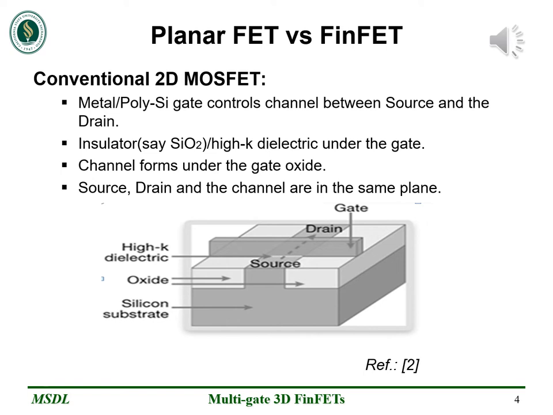Now let's take a look at the FinFET structure. To understand the structure of FinFETs, let us first know how a conventional 2D MOSFET looks like. It consists of a metal gate that controls the formation of a channel between a source and a drain. Below the gate is an insulator or high-k dielectric that makes the gate terminal an open circuit from the rest of the MOSFET body. The channel is formed right underneath the oxide layer, and so the source, the drain, and the channel are in the same plane, hence the name planar FET.